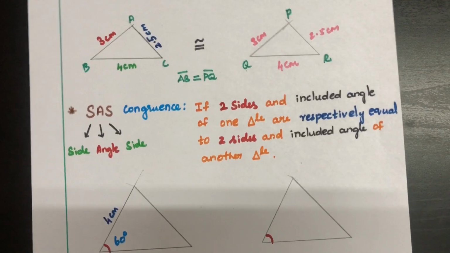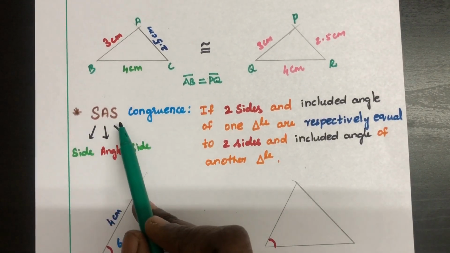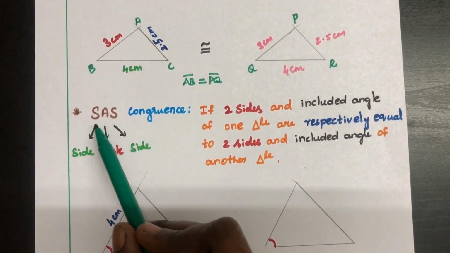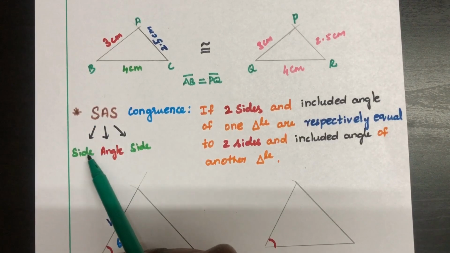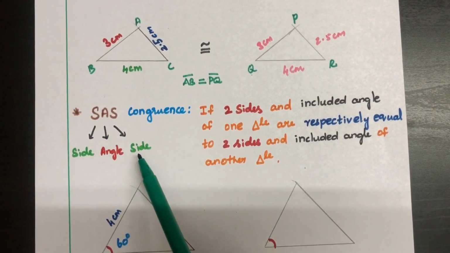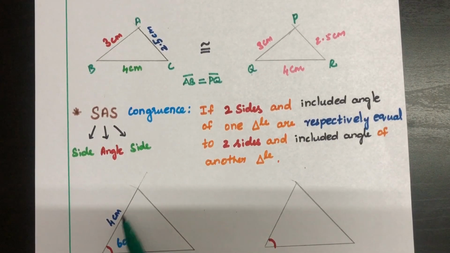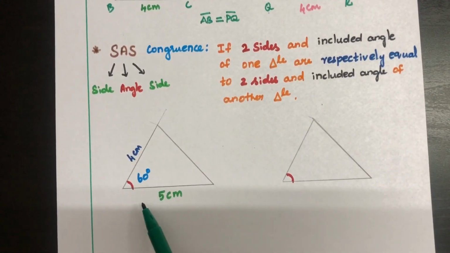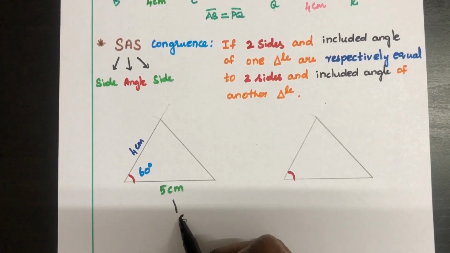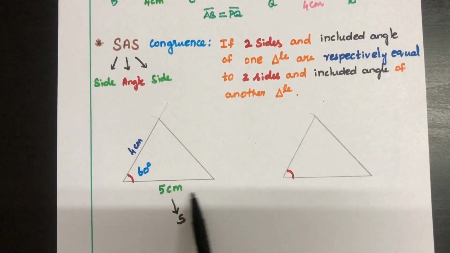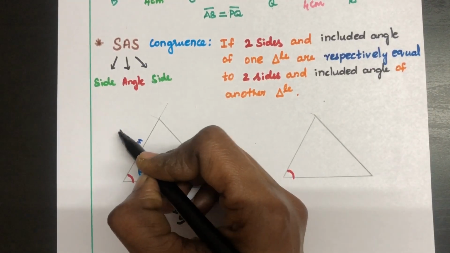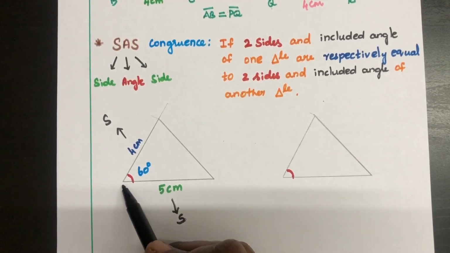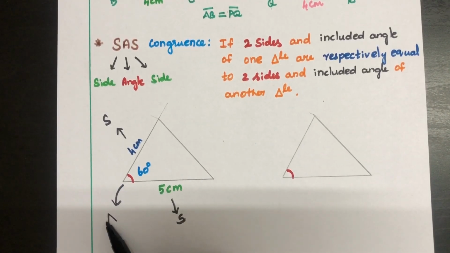Next, congruence of triangles by the SAS criterion. What is the SAS criterion? Simple. S means side, A means angle and S is again side. See here, I have taken two triangles. If two sides and the included angle, this is one side, 5 centimeter, similarly 4 centimeter is another side, and in between the two sides one angle is formed, this is called SAS.